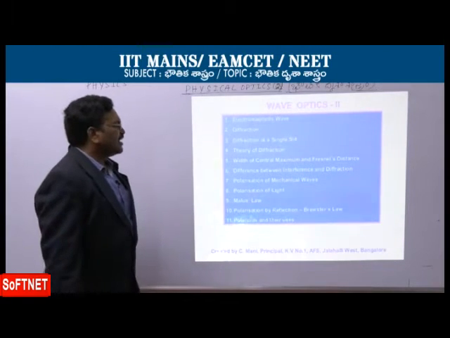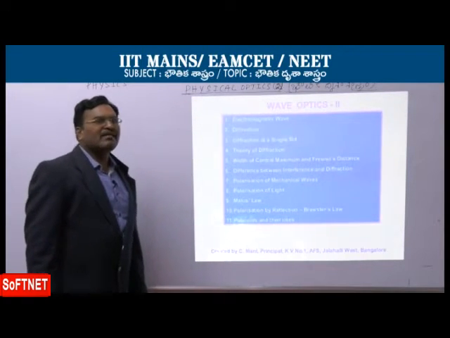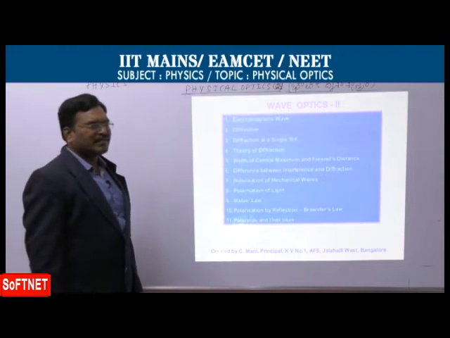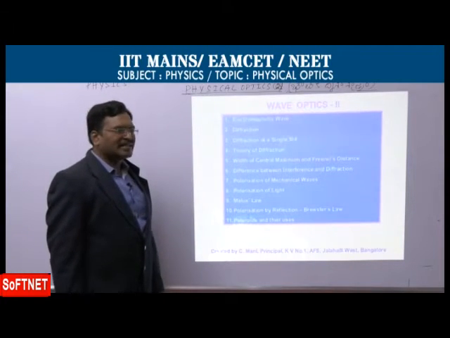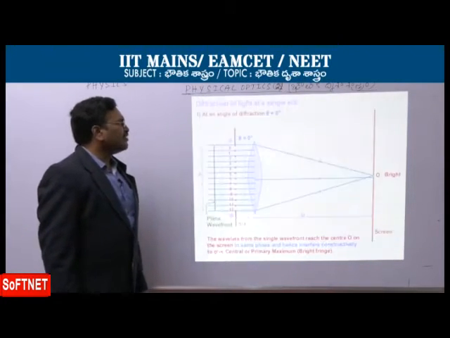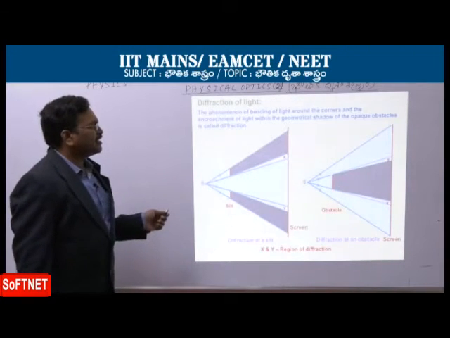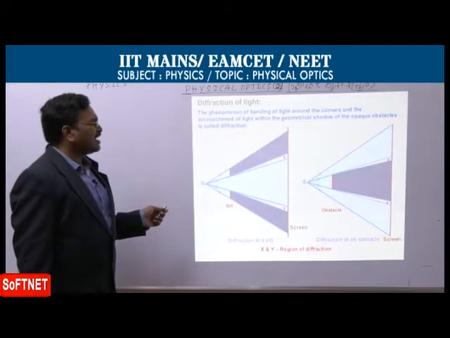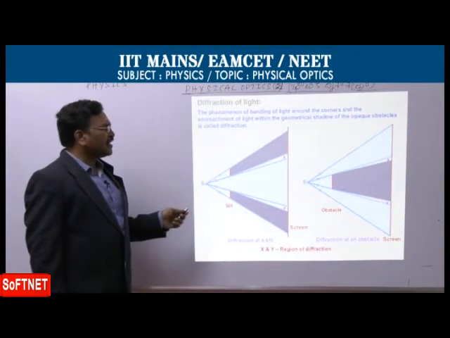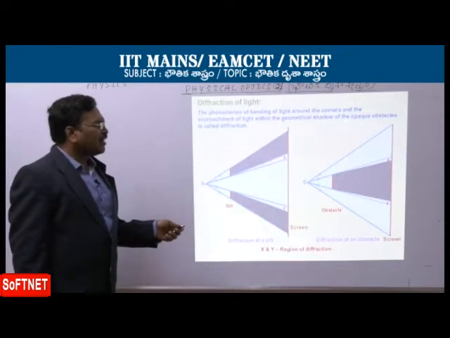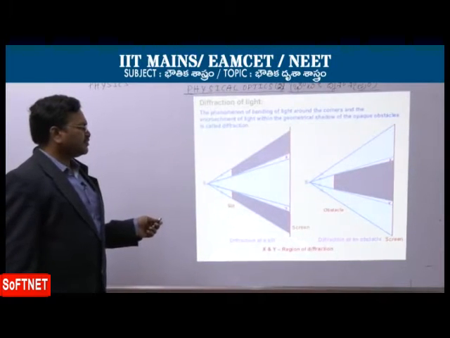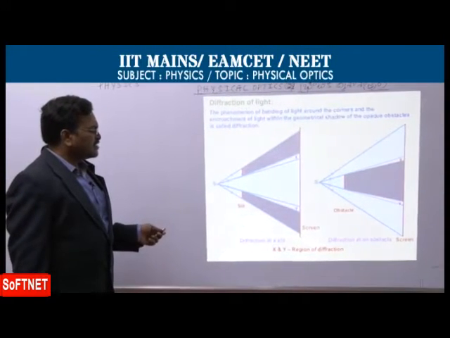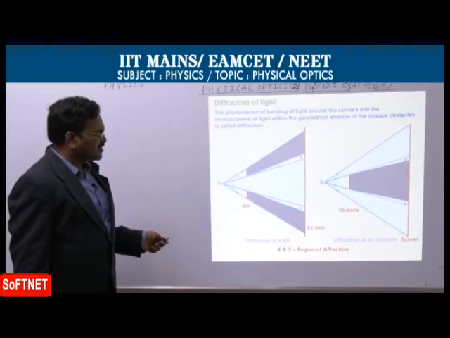Now in the same way we have diffraction of light. Diffraction of light means what here? Same thing: the phenomenon of bending of light around the corners and the encroachment of light within the geometrical shadow of the opaque obstacles. Here, this is the slit.